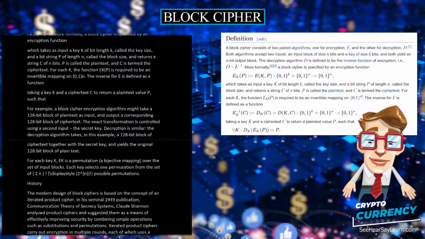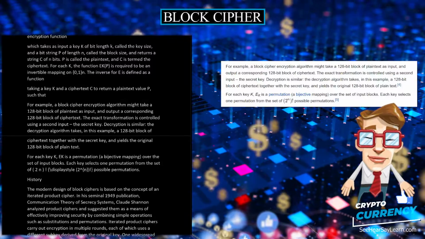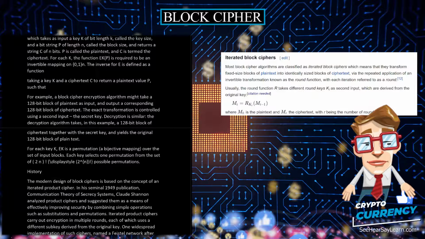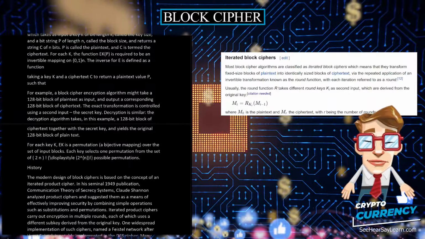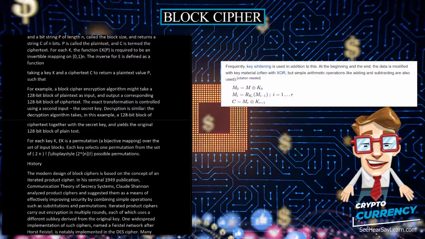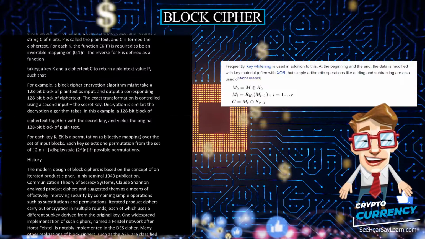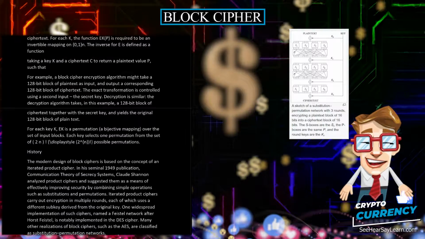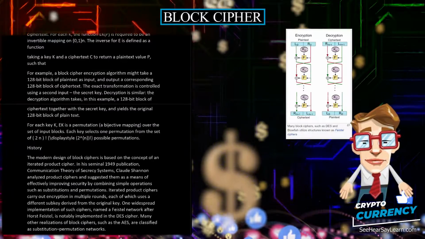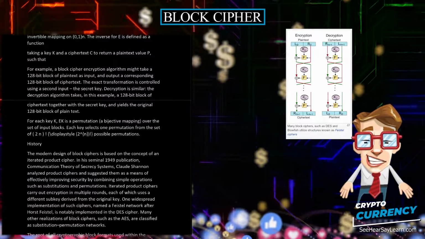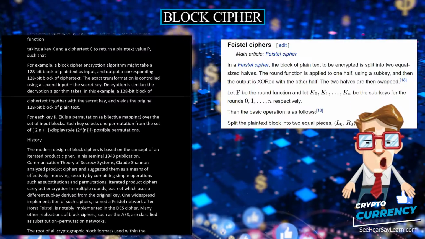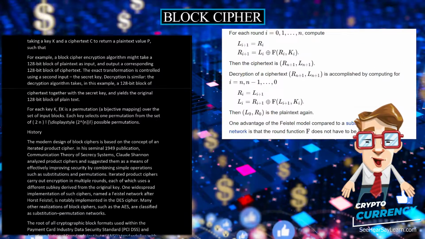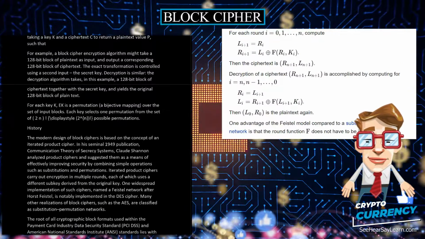For example, a block cipher encryption algorithm might take a 128-bit block of plaintext as input, and output a corresponding 128-bit block of ciphertext. The exact transformation is controlled using a second input, the secret key. Decryption is similar. The decryption algorithm takes, in this example, a 128-bit block of ciphertext together with the secret key, and yields the original 128-bit block of plaintext.